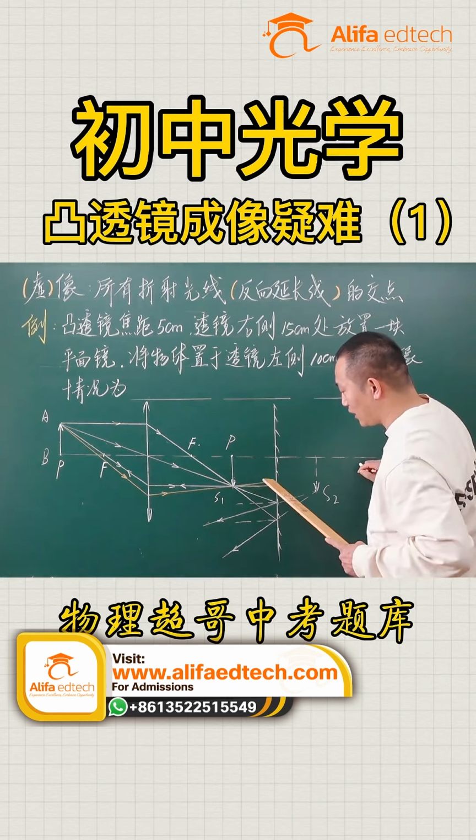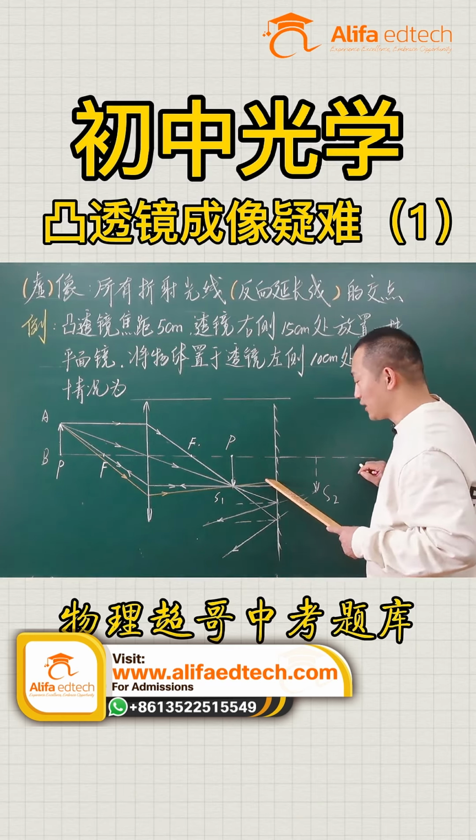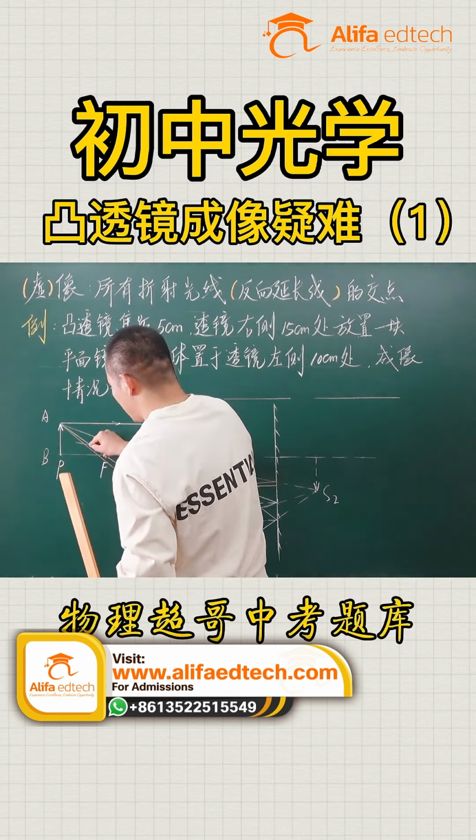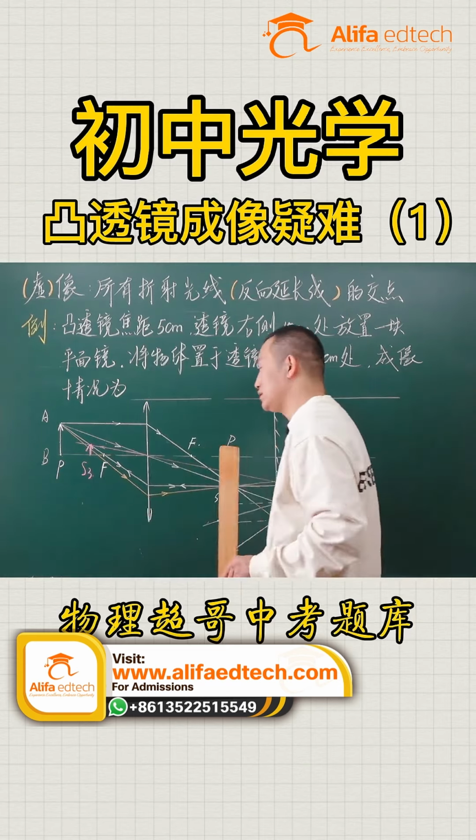Now look at this yellow ray. After it hits the plane mirror, it will also have a reflected ray, right? Which direction does the reflected ray go? It forms a focal point with this ray. Look here, this becomes the third image called S3.